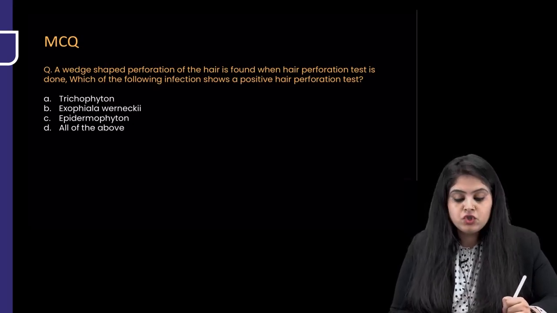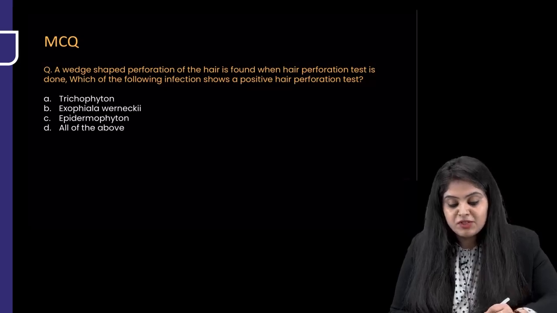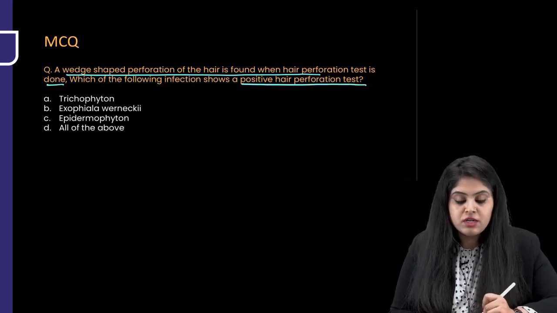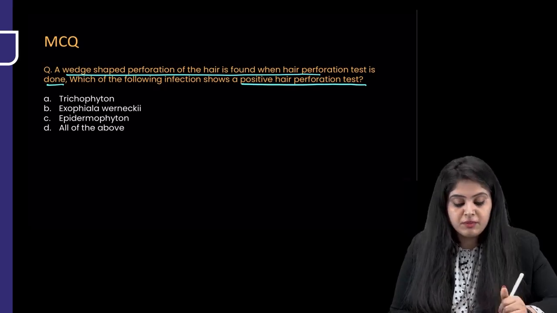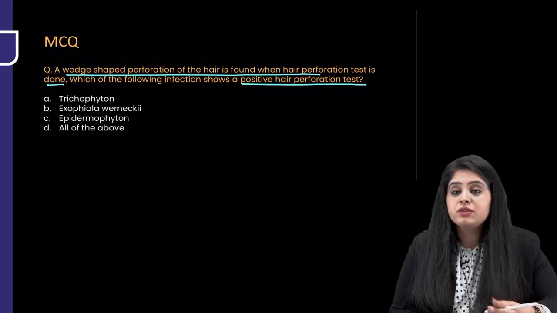Coming on to the next question. This is something which could have come from probably anywhere. A wedge-shaped perforation of the hair is found when the hair perforation test is done. Which of the following infection shows you a positive hair perforation test? Trichophyton, Exophiala wernickii, epidermophyton, or all of the above? This is obviously not from dimorphic fungus, but I'm just making sure that as you're moving forward, you're not forgetting what you did earlier.